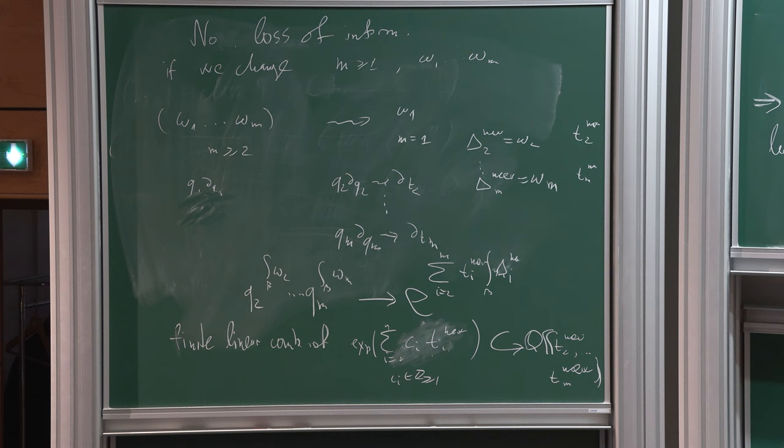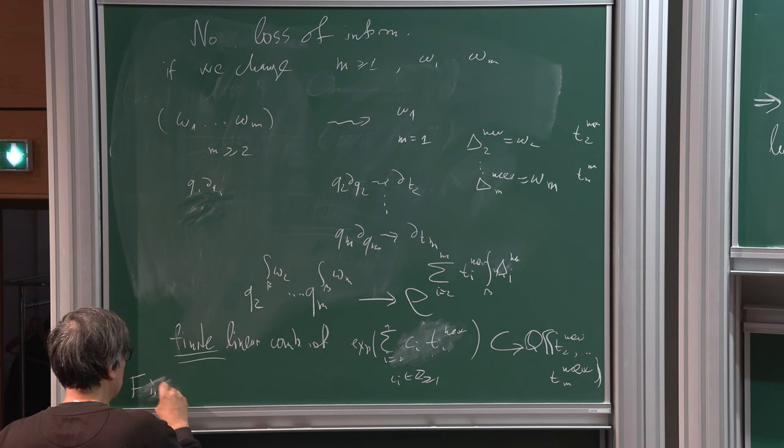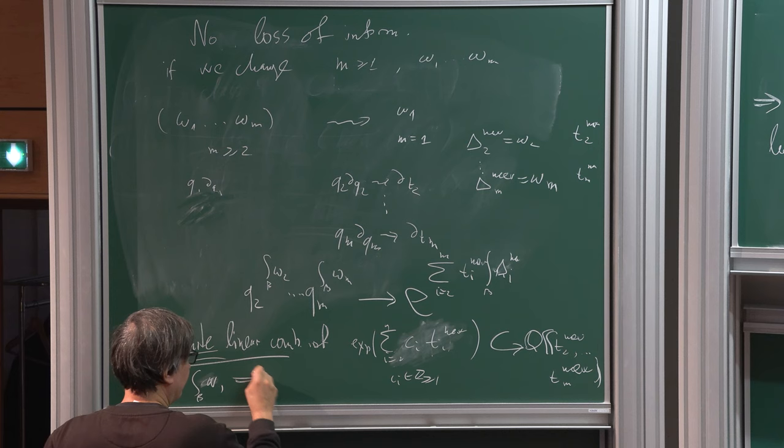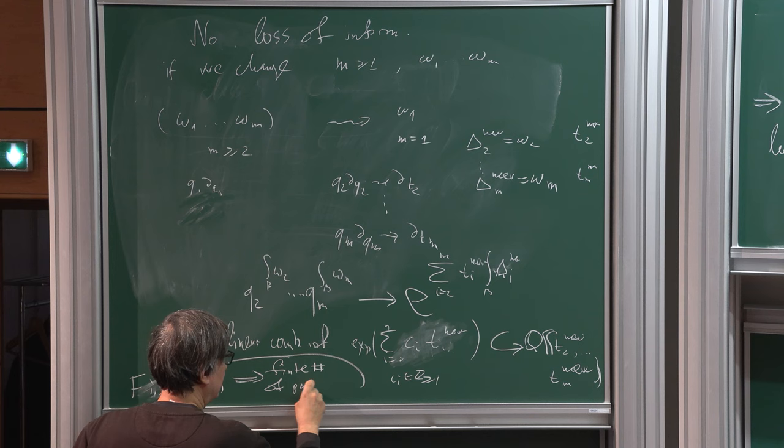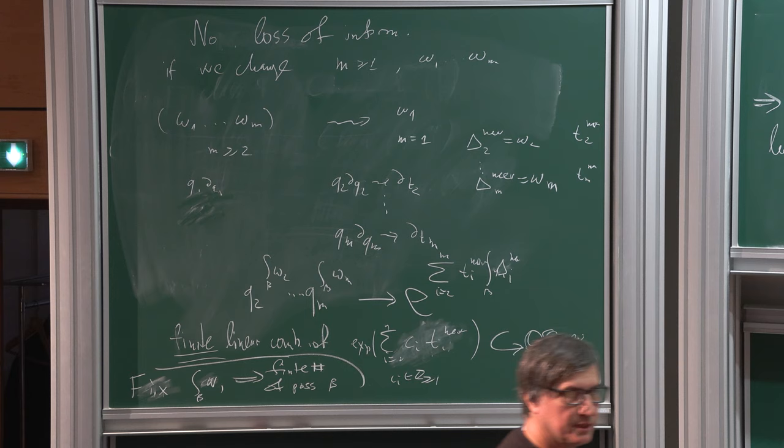Why finite linear combinations? The story is the following: if you fix the power of q, that is, the integral over beta of omega 1, then you get a finite number of possible betas. And they appear in the other terms when you replace q by exponent. So you don't lose any information, but of course it becomes a hidden property that things are expressed as sums of exponents.